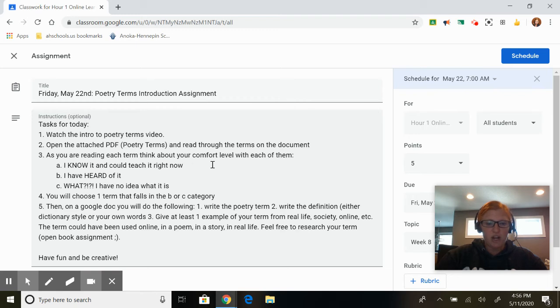And then the third thing you're going to do is give an example of that poetry term from something in real life, something you've seen in society, something you've seen online, anything. Basically, just give an example of that poetry term being used in something. It could be something you found online, it could be in an actual poem that you've read, or it could be from a story in real life. Research it. As I put on there, this is like an open book assignment. Feel free to research that term, learn about that term, put yourself out there, and then you'll turn that in on a doc right on Google Classroom.